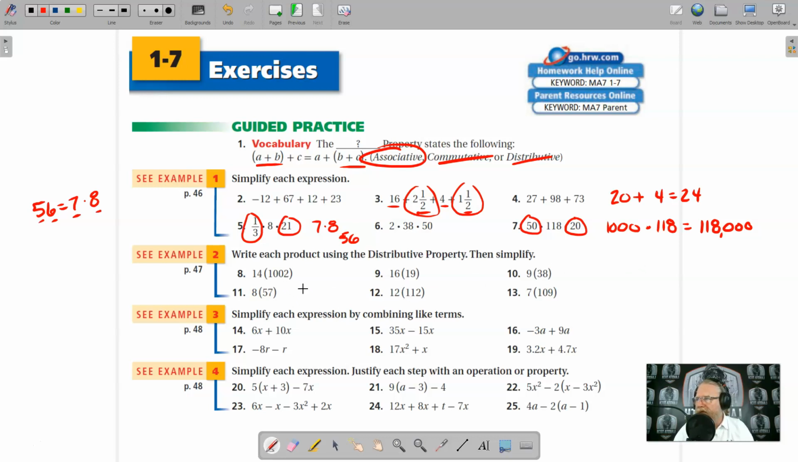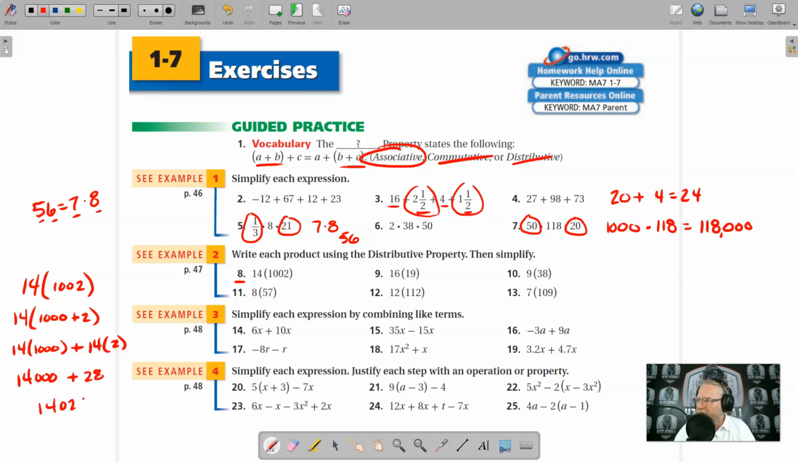Let's look at a couple of them here. I'm looking at this one here, number 8. 14 times 1,002. I would separate that into 14 times 1,000 plus 2. And then I would get 14 times 1,000 plus 14 times 2. And this would be 14 with 3 zeros on the end, plus 28, which would give me 14,028. All right, so there's 8 on that one there.